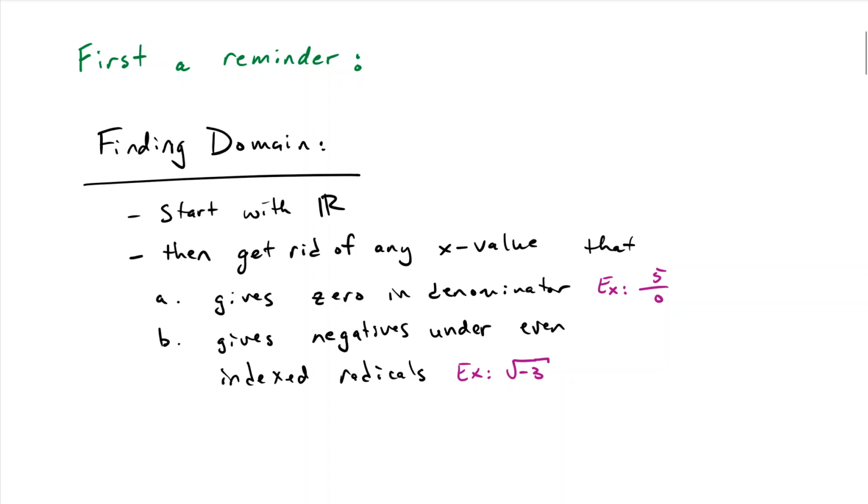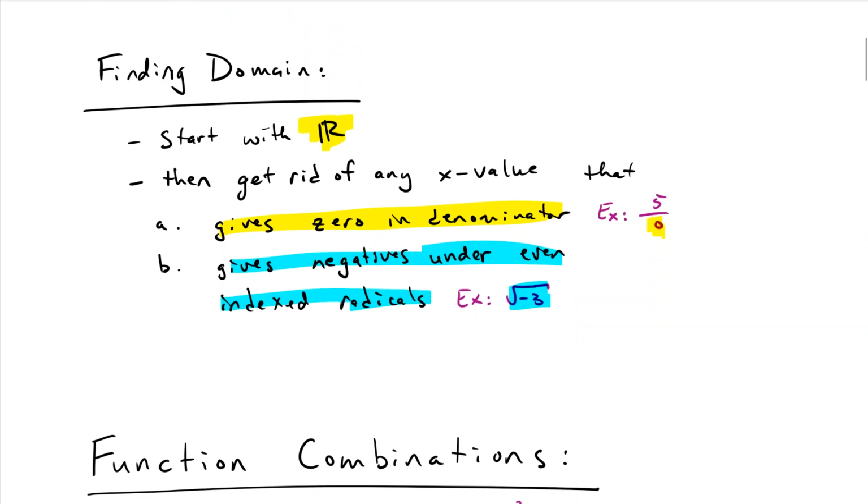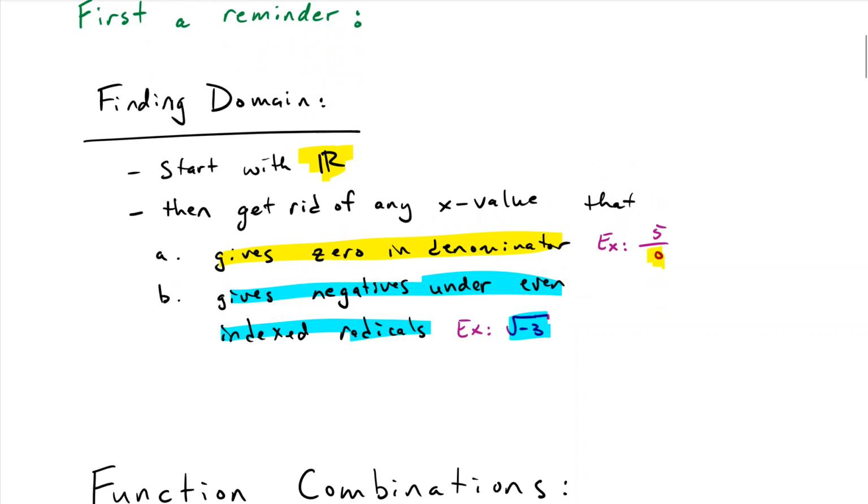How do you find the domain of a function? Well, we start with all real numbers. So we assume as default everything is in the domain. And then we look for two specific areas. The first area of potential problem is we can't have any input that will give us a 0 in the denominator. The second is that we can't have any input that will give us a negative under even indexed radicals. For example, the square root of x. The index is 2 because it's a square root, and we can't have a negative inside of there because it's undefined. So if there are domain values that give us either a 0 in the denominator or a negative under an even indexed radical, we kick those values out, and our domain is what we have left.